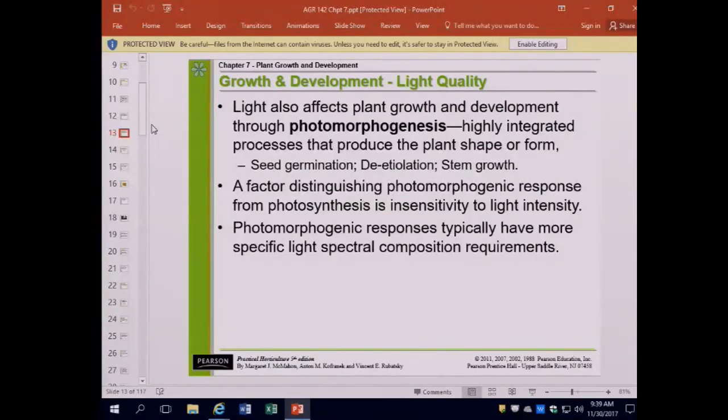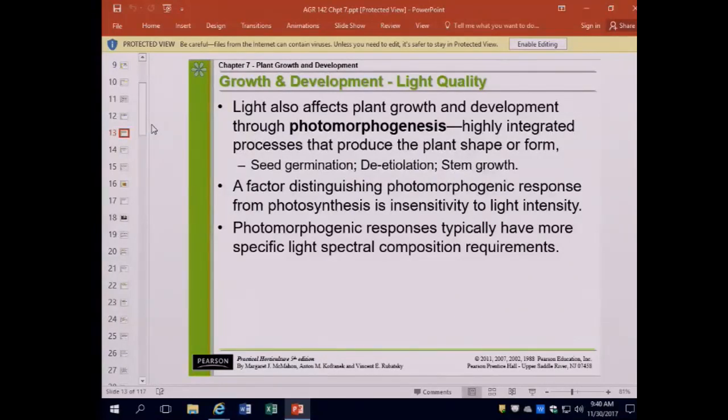All right. As we talk about light quality, the term photomorphogenesis comes up. There are a lot of words that we deal with in this introductory plant class, and photomorphogenesis is what it says. It's a response of light to make differences in the plant shape and form. So photomorphogenic responses are changes to the shape of a plant.